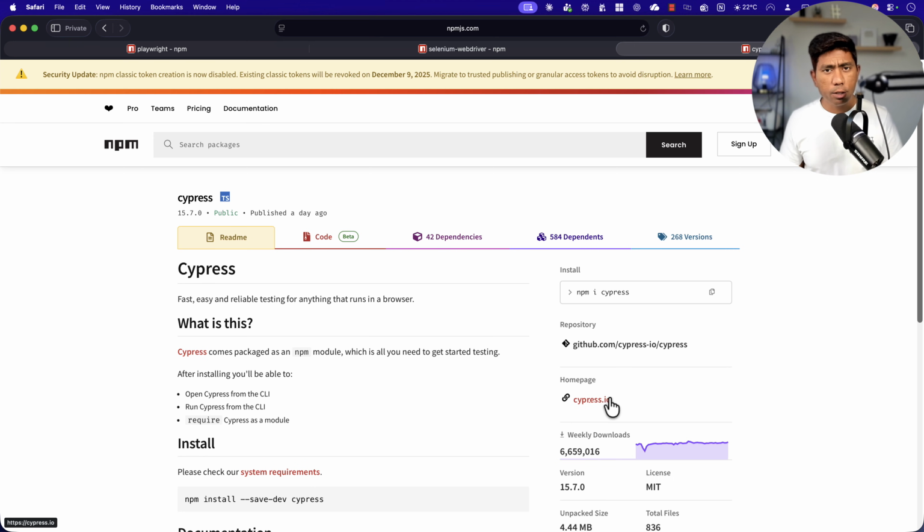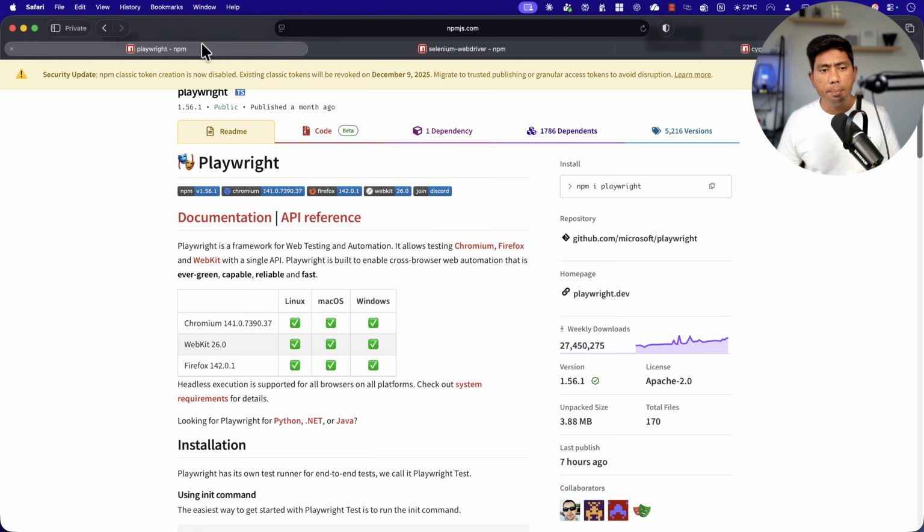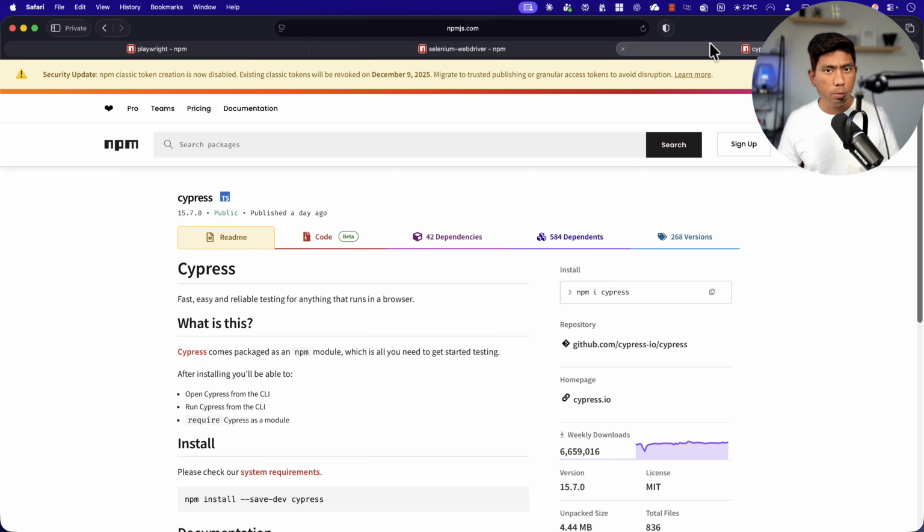I mean, it makes sense for Cypress because Cypress only has got NPM. There is no other way that you can download the Cypress over here. But you can see that the Selenium and Playwright are way ahead of that, to be honest. 27 million for Playwright is, to be honest, quite huge compared to Cypress itself.